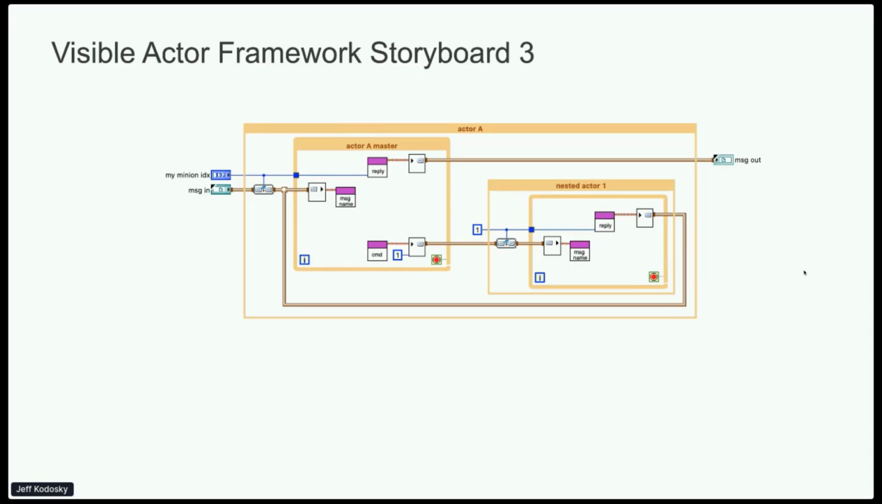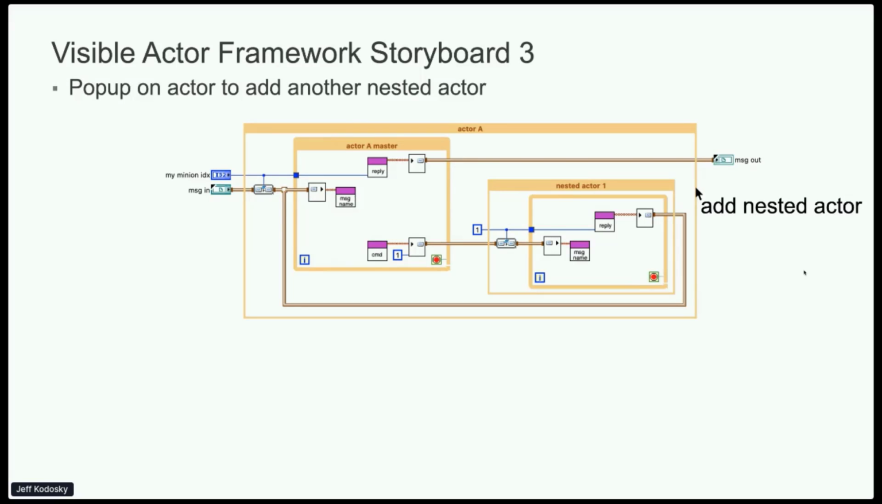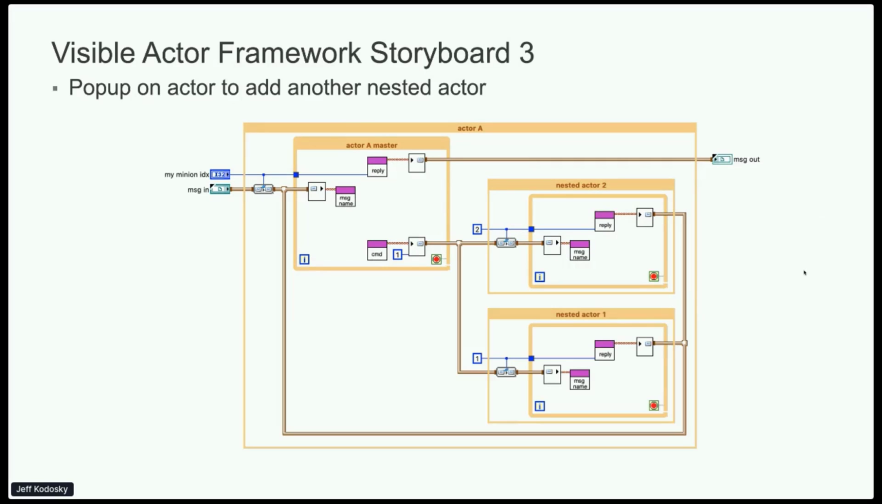You can pop up on the actor frame to add another nested actor. Each nested actor is identified by a unique index, which is also locked. That's the meaning of the 2 and the 1, the so-called minion index for the nested actors. Manager to minion communication uses the multiplex messenger channel that I talked about earlier as a bus to connect the manager to all the nested actors.